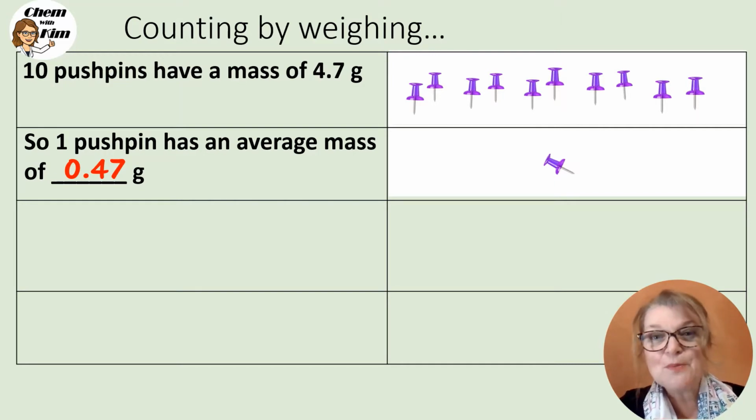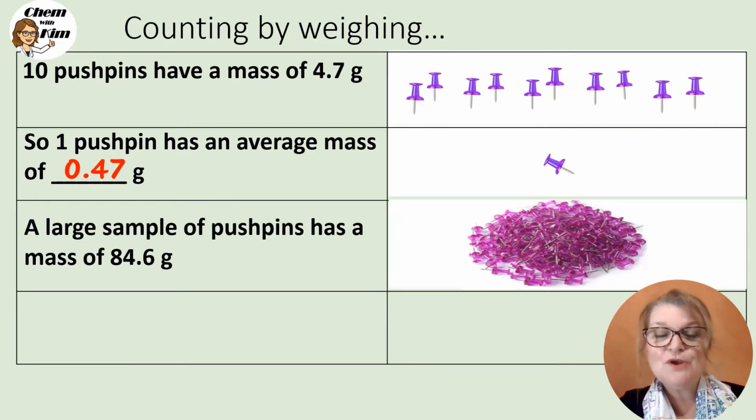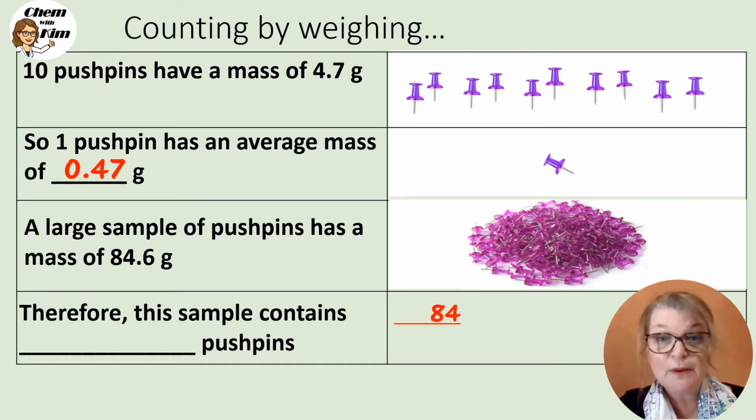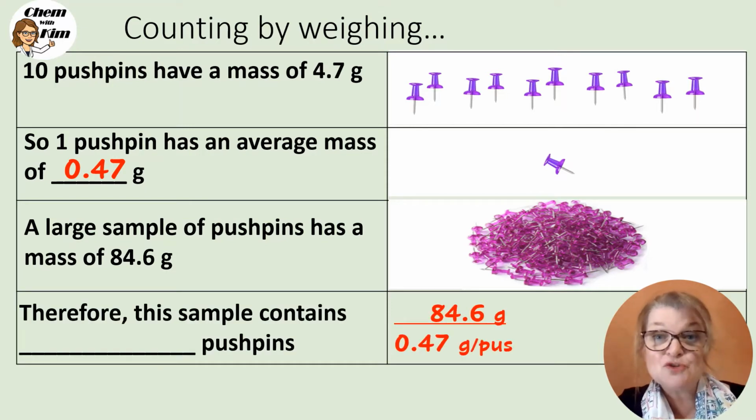Well, then if we had a pile of push pins and we know that the whole pile weighs 84.6 grams, we could figure out how many push pins are in that pile without having to count them one at a time. We could just take the mass of the pile, 84.6 grams, and divide it by the average mass of one push pin, and we would be able to calculate that there are 180 push pins in the pile. So we can come up with the number of pins without counting them, but by weighing them.